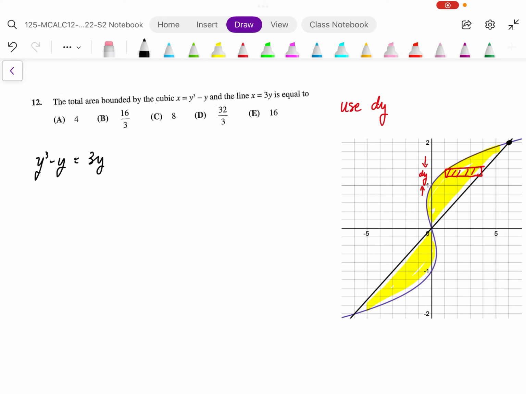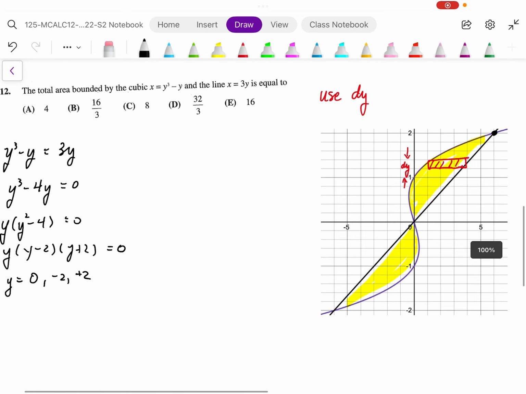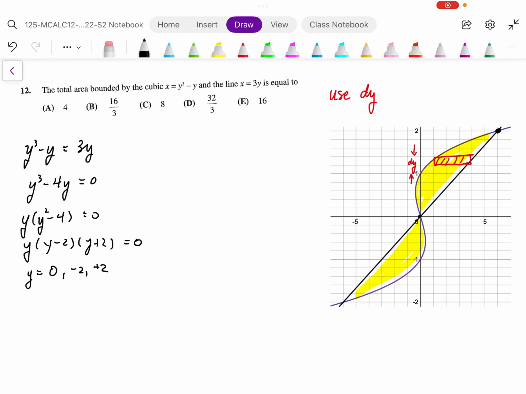So solving this, I get y cubed minus 4y equals 0. I end up with y squared minus 4 equals 0, and then I get y minus 2, y plus 2 equals 0. So I get y equals 0, negative 2, and positive 2. That gives me my y intersections, and I can see them all occurring here. So there's my 0, there's my positive 2. Now I'm going to set up my integral.